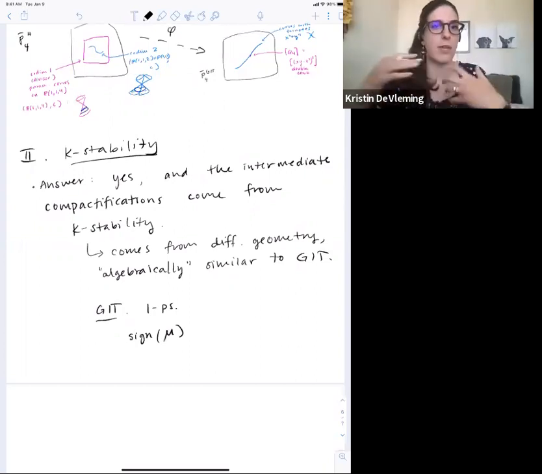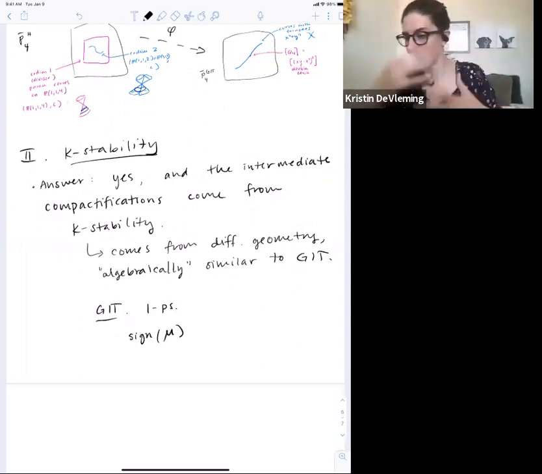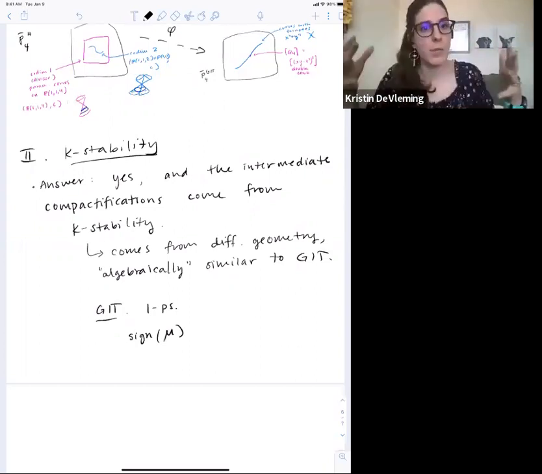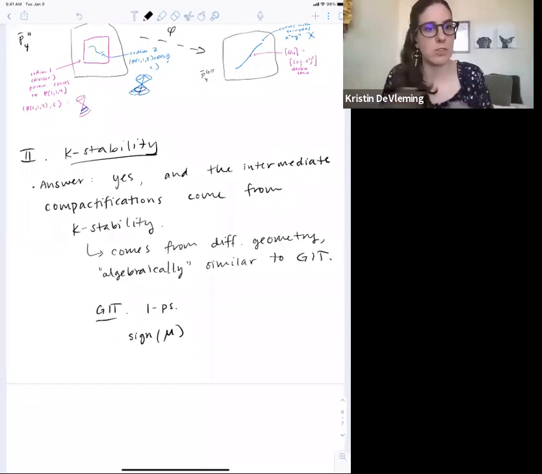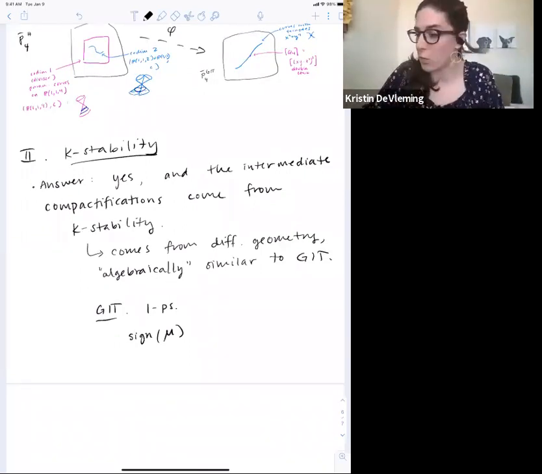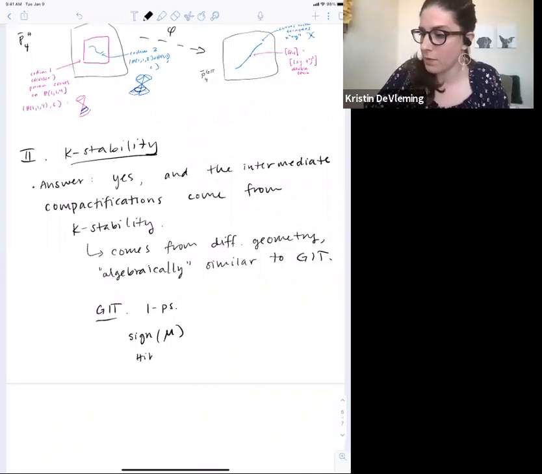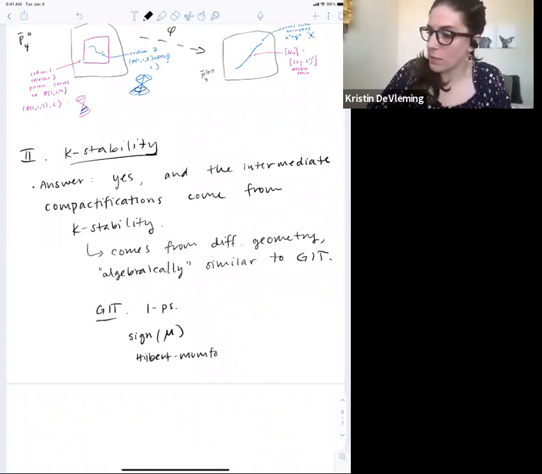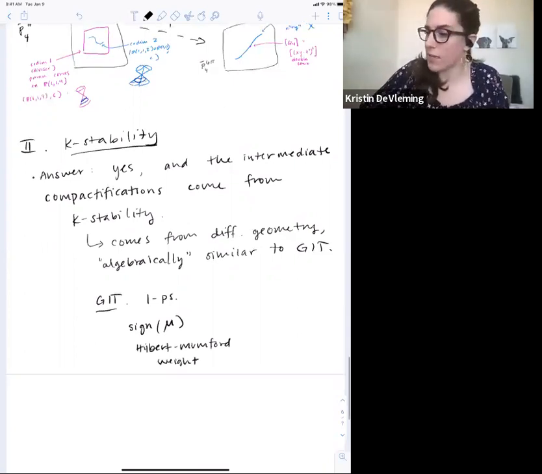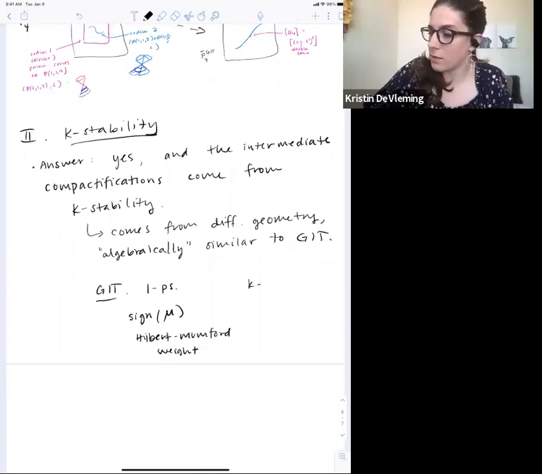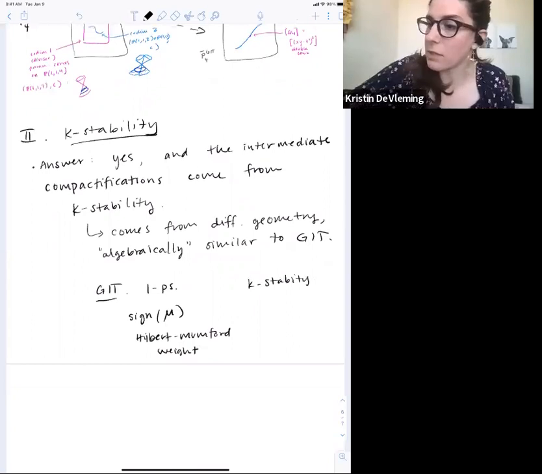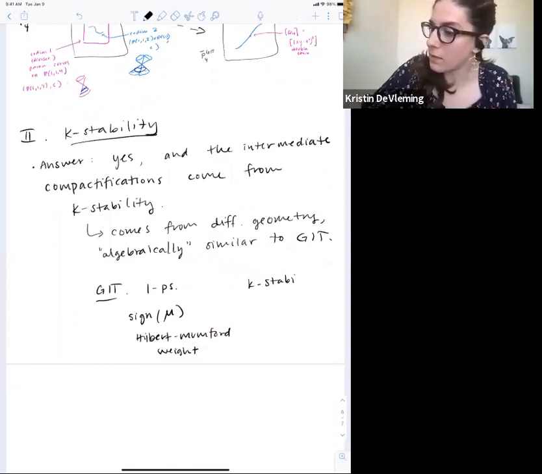So this has something to do with how the action on this one parameter family relates to the natural action on the base of that family, which is A1. Hilbert-Mumford weight. With K-stability, we do roughly the same thing. Okay, well, if I could spell stability, that would be good. Stability.